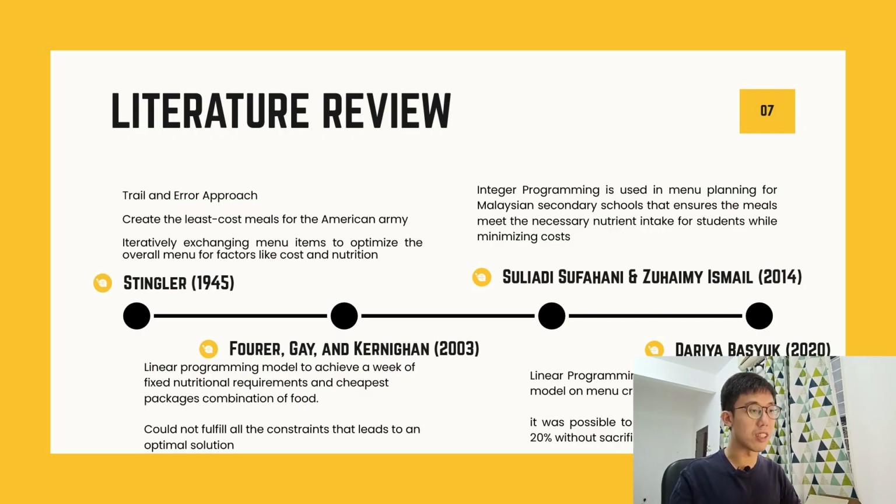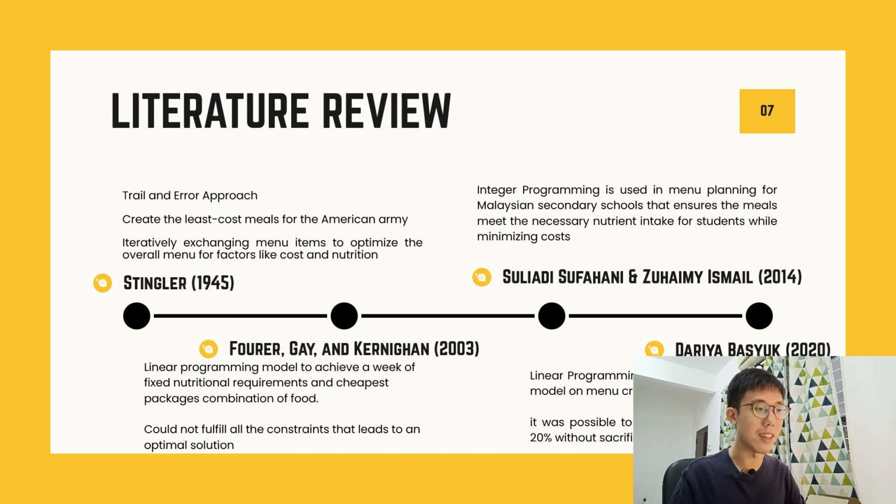Alright, so here is the literature review on my research. The optimization of menu planning started back in 1945, which is actually by Stigler. He used the trial and error approach to create the least cost menu for the American Army, while achieving, of course, the nutritional value for the Army to be fit.